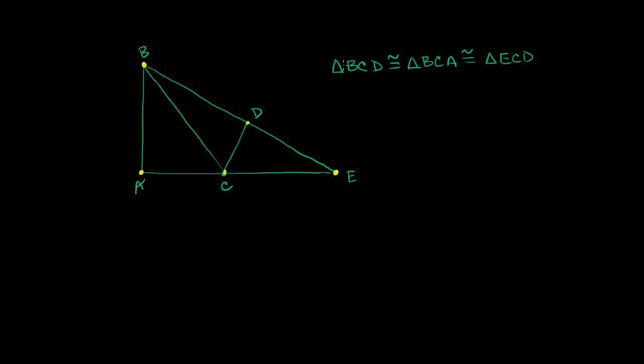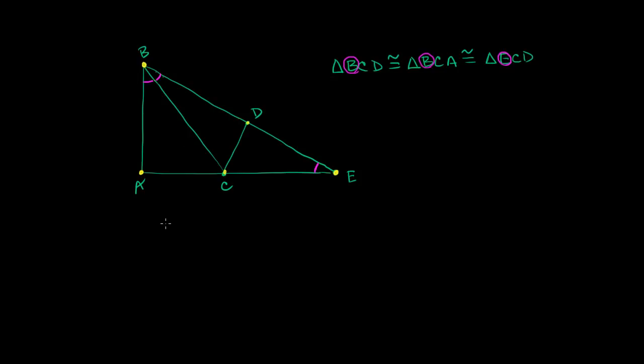Just looking at the order in which they're written, vertex B in BCD corresponds to vertex B in BCA. So this is the B vertex in BCA, which corresponds to the E vertex in ECD. So everything that I've done in magenta, all of these angles are congruent.